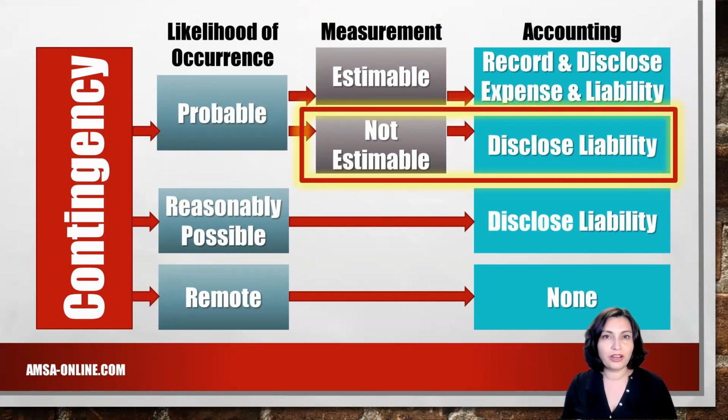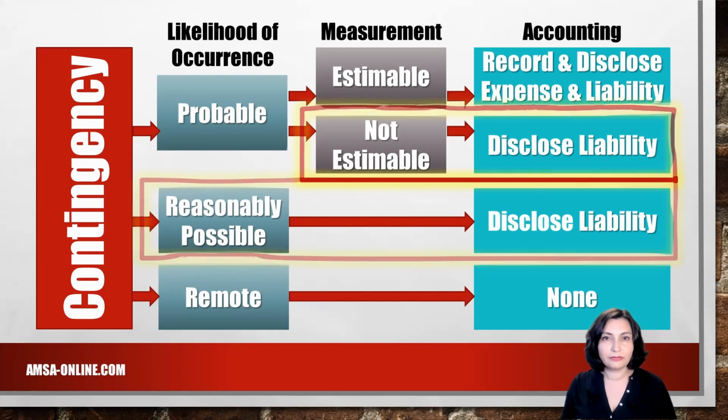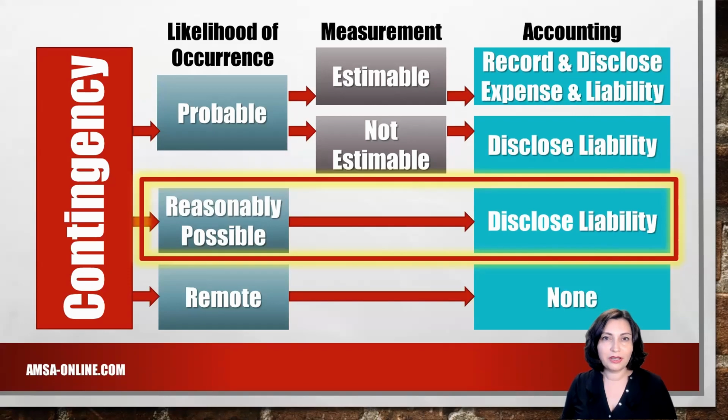In cases where a contingent liability is probable and its amount is not estimable, the accounting treatment is to disclose the liability in the notes to the financial statements. For example, a company may have accidentally polluted a local river by dumping waste products. At the end of the period, the cost of the cleanup and any fines may not be able to be estimated. A contingent liability may only be reasonably possible.